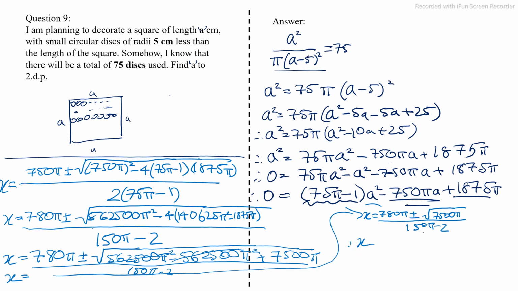Therefore, x equals, you can simplify this further. Well, I'm just too lazy to simplify this further. So I'm just going to put this in my calculator. Only just technical difficulties. Okay. 75 pi minus 1. So we get 750 pi, 1875.